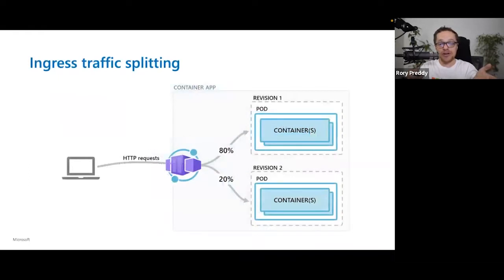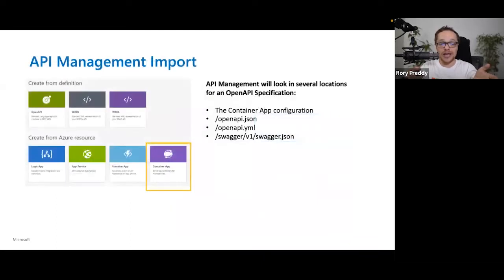Now, ingress traffic splitting, and this is what I really like about it, because I've done a lot of live demos showing staging environments and production environments. So you can have 80% there, and you can do demos for 20% or select clients, specific customers.